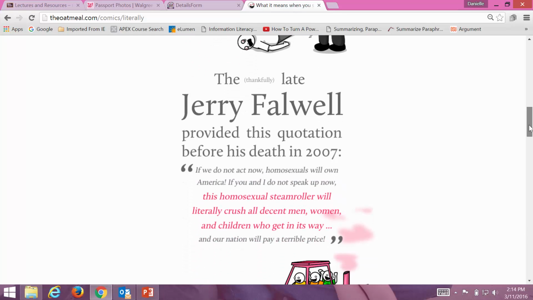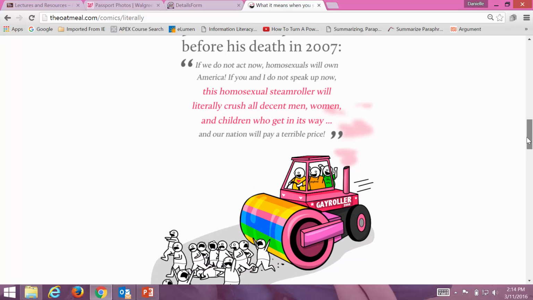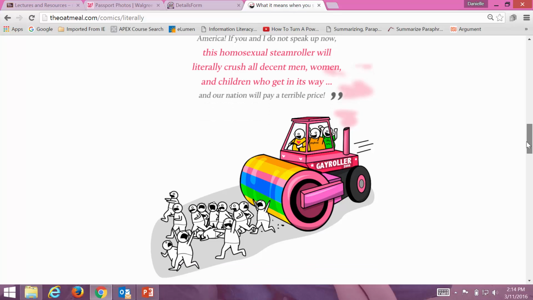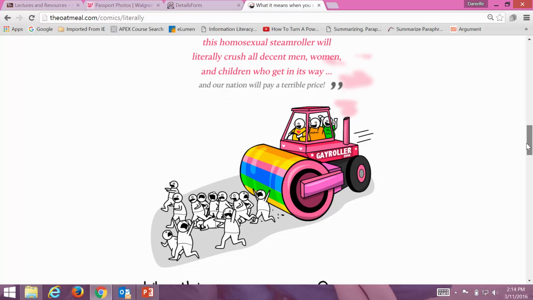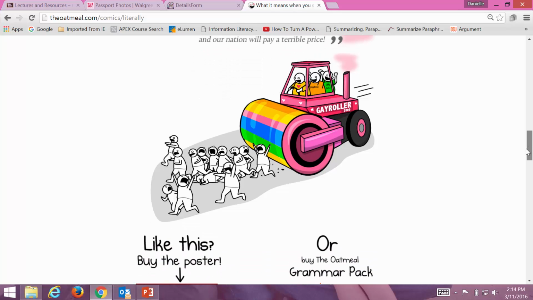And he has an example from Jerry Falwell, who, before he died in 2007, said, if we do not act now, homosexuals will own America. If you and I do not speak up now, this homosexual steamroller will literally crush all decent men, women, and children who get in its way, and our nation will pay a terrible price.